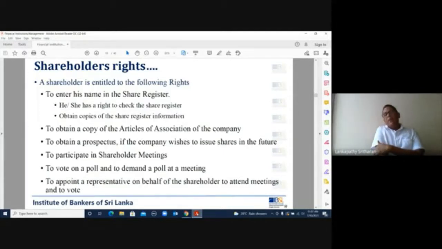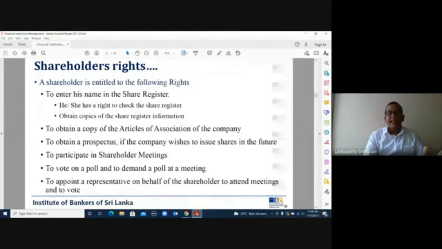By voting in a poll, he can indirectly select the directors, and he can select the auditor. Likewise, by voting indirectly, shareholders have those selection powers as well. So these are the things about the shareholder rights.